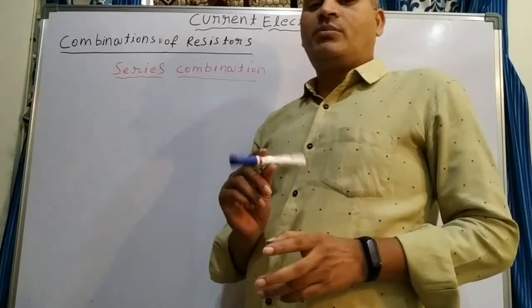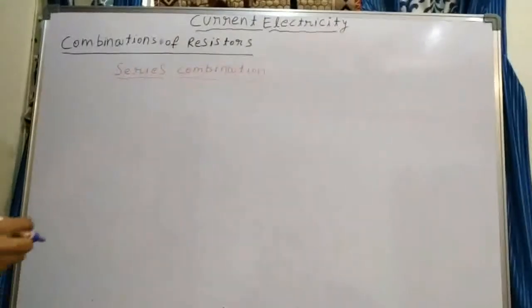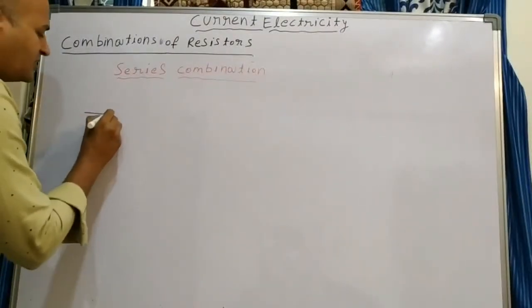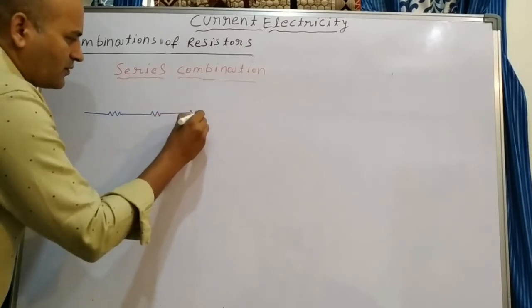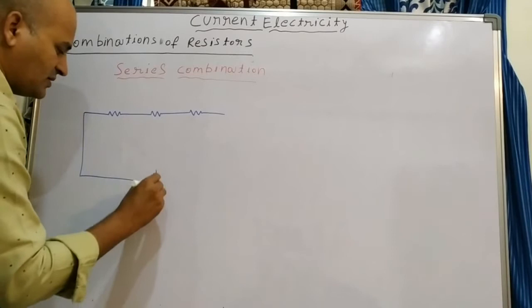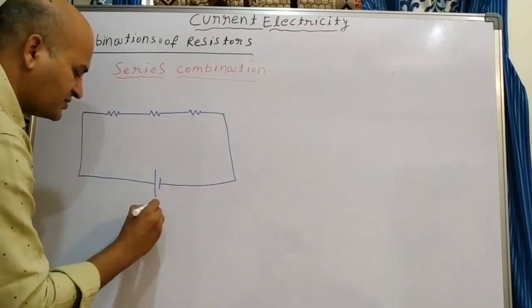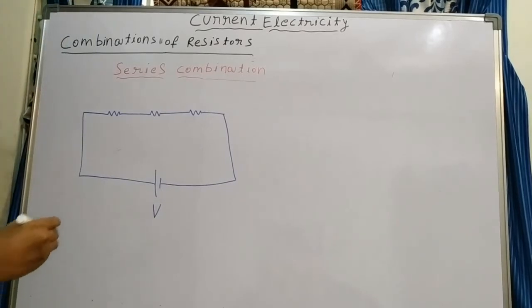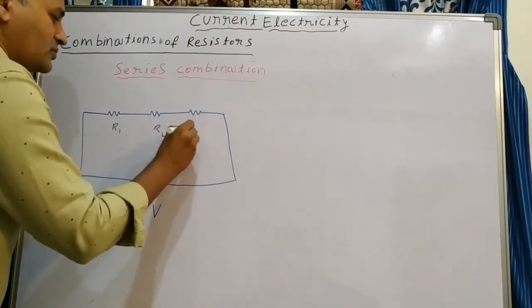Now, series combination of resistors. For example, you can take three resistors that are connected in series. This is a cell. The potential difference across the cell is V. Resistances R1, R2, R3.